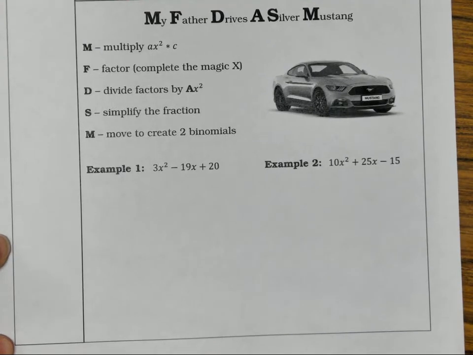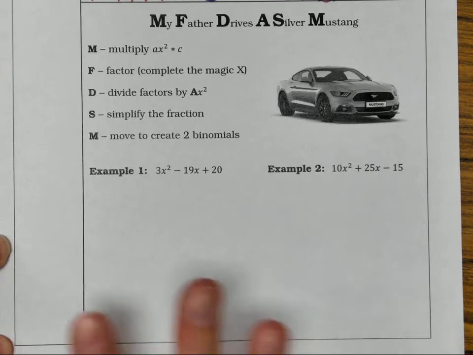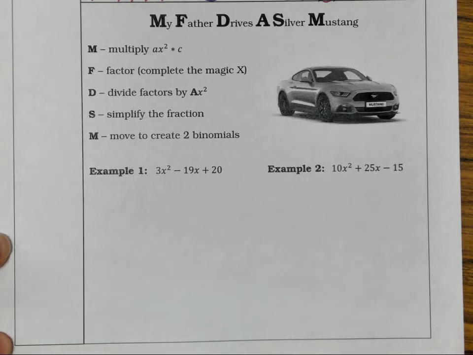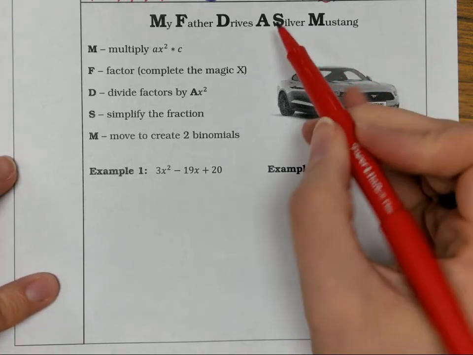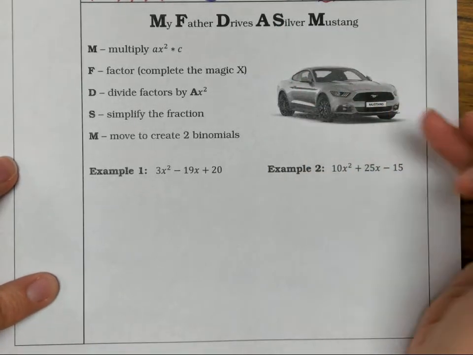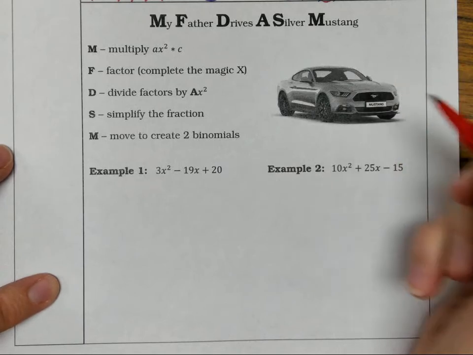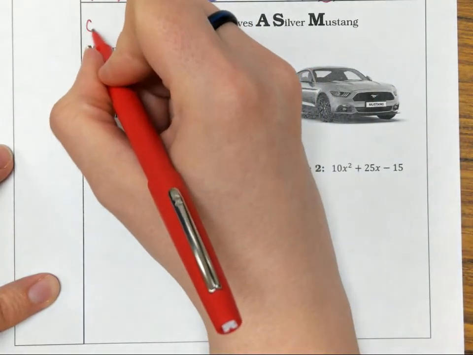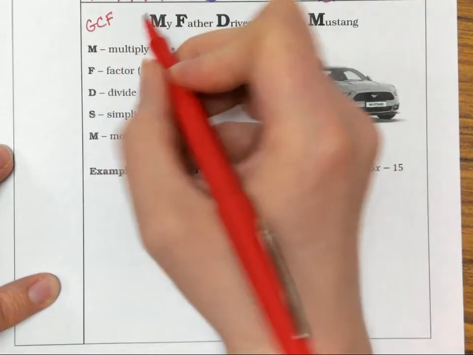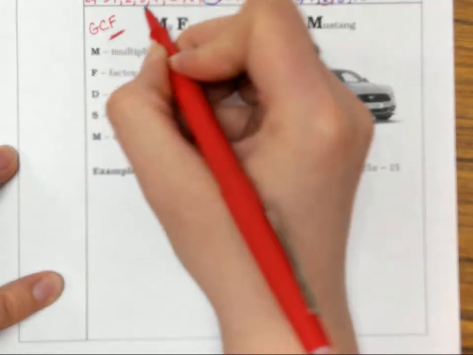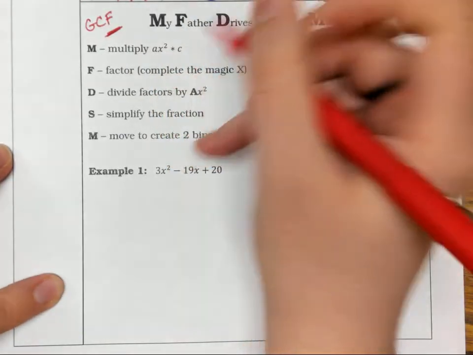Okay, we're going to factor our trinomials today, and we're going to do the full process. And to help you remember the steps, I like to say "my father drives a silver Mustang." Now, of course, this does not account for pulling out the greatest common factor first. So always check for that first, and then you can proceed.